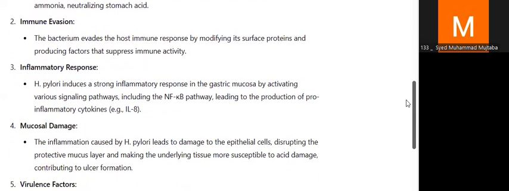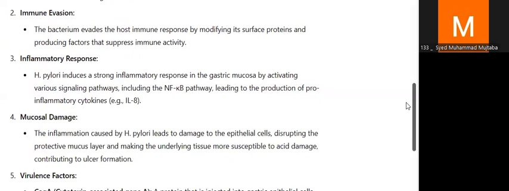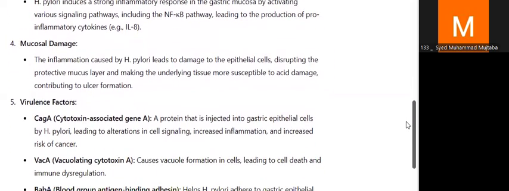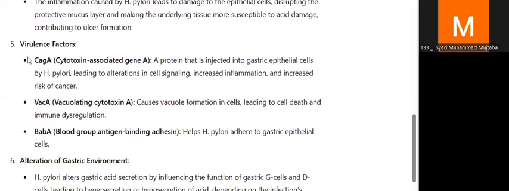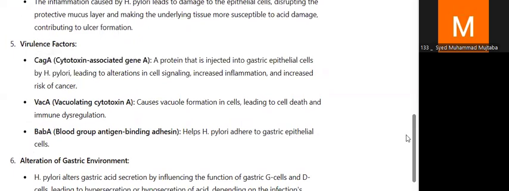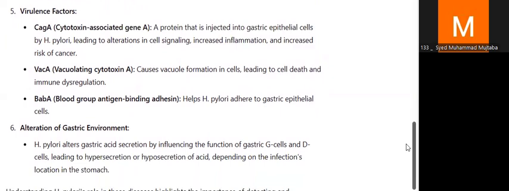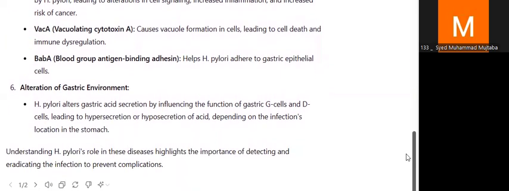And this acid, because it is unable to kill the H. pylori bacteria, further damages the stomach's wall itself. Now, these are the virulence factors. In addition to the urease enzyme, the most important factor is the CagA gene. It is a protein which is injected by the H. pylori cells and leads to increased cellular inflammation as well as the recruitment of T lymphocytes and B lymphocytes.